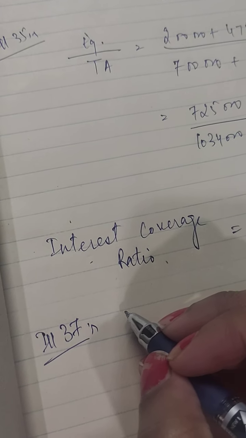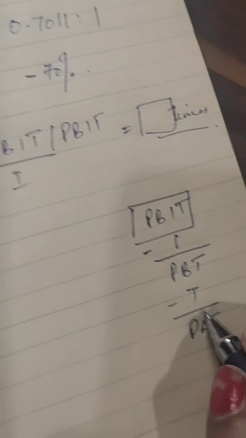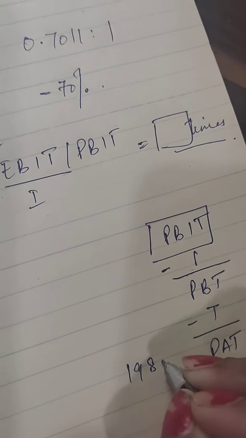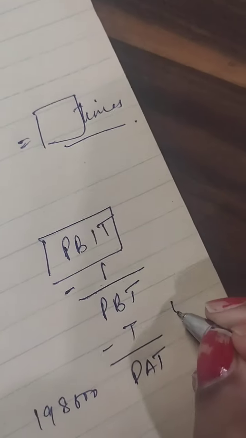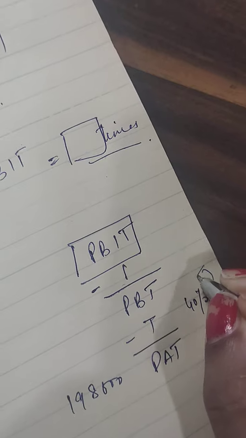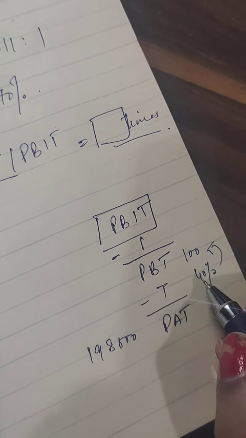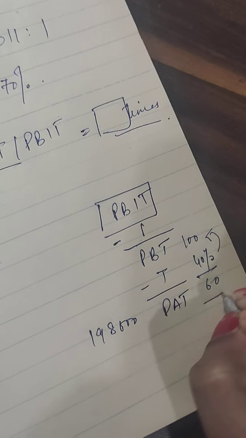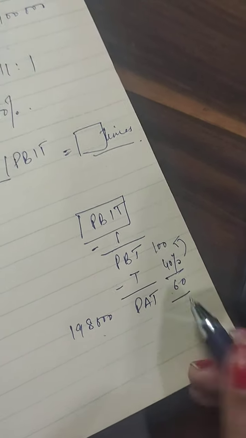Now coming to the 37th one, in the question you will find that PAT, that is profit after interest and tax, is given as 1,98,000. I will just use this information. PAT 1,98,000. Rate of income tax is given as 40%. Now what happens is 40% is always applied on PBT. That means if we see that 100 is PBT, after 40% is reduced it comes out to 60. That means this 1,98,000 is equal to 60%.